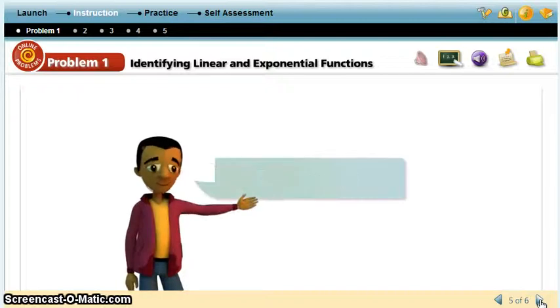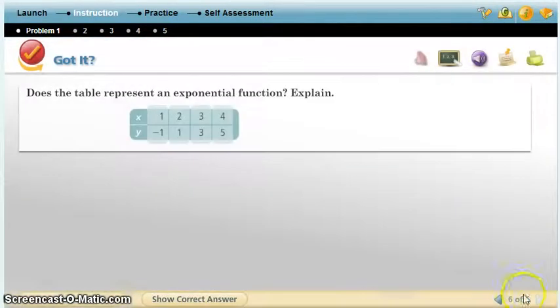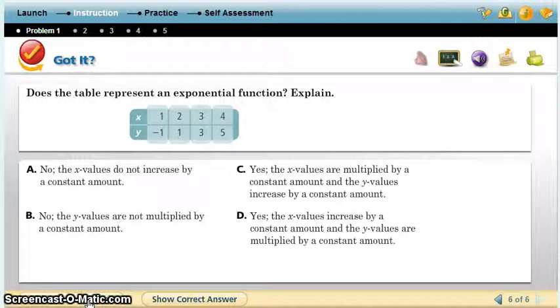All right, so let's take a look at an example. Here's your table. Look to see, are your x's increasing at a common difference? Do they have a common difference? And do your y's have a common ratio? Now here's your answer choices. Notice you've got 2 no's and 2 yeses. So what you have to be very careful of is the explanation. Make sure the explanation matches yes or no. All right, pause the video and take a minute to do that.